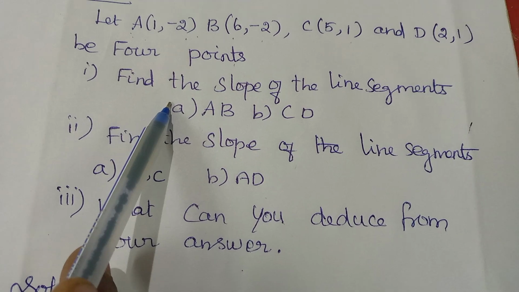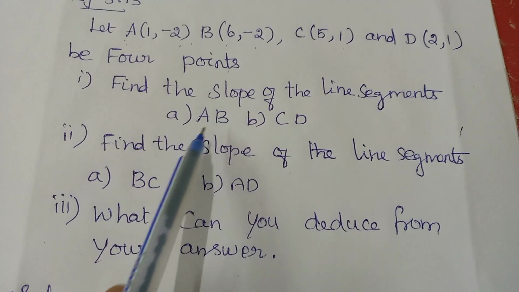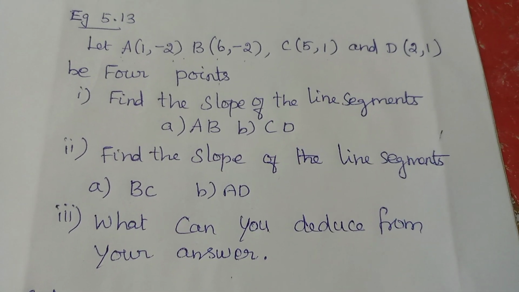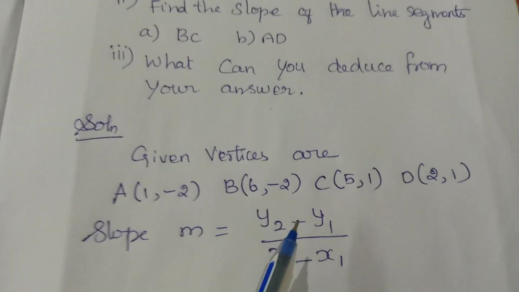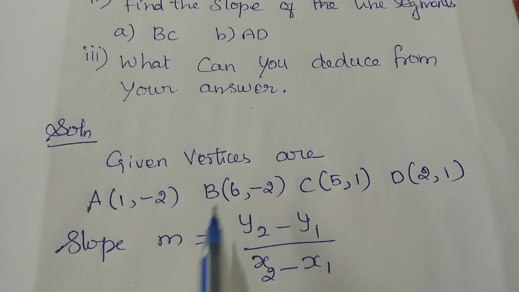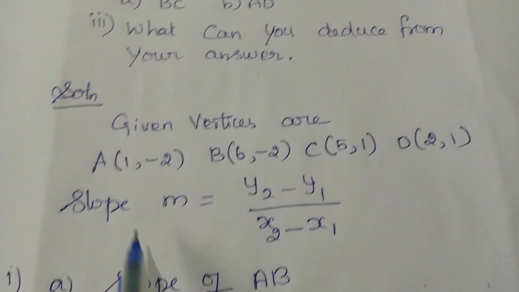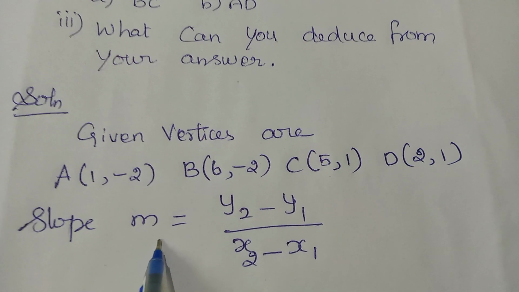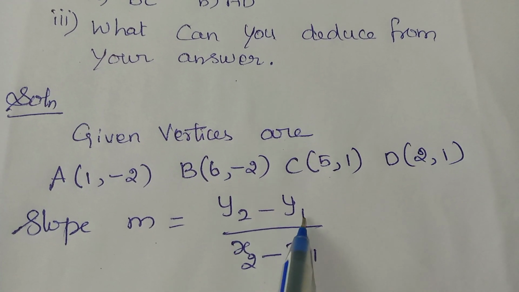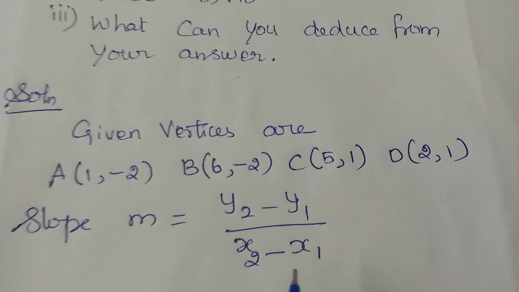First we have to find out the slope of AB. We have A point and B point. We can find out easily. Before that, let's write the formula. You all are thorough with this formula, isn't it? Slope m is equal to y2 minus y1 by x2 minus x1. Slope of AB, let's find out.